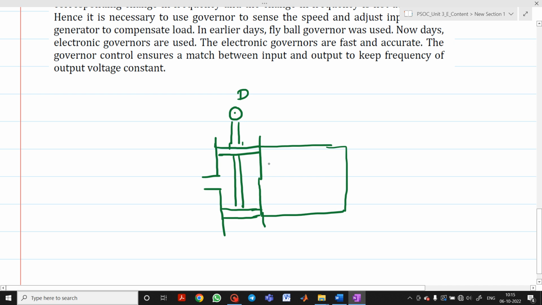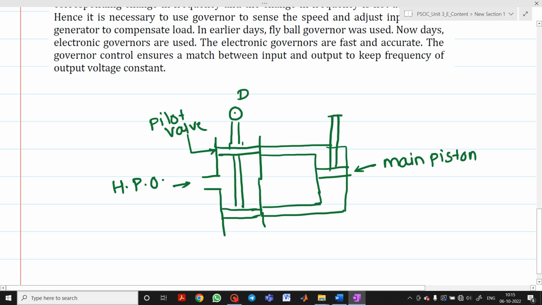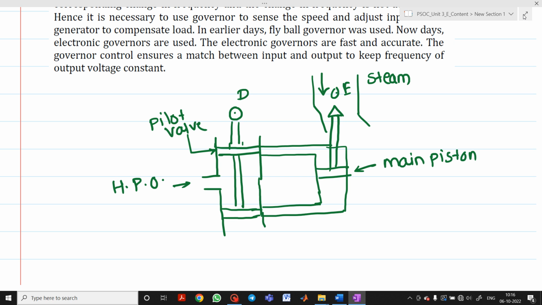And what is this? I can draw it here. It is nothing but what? This will be your main piston. So this is your main piston. This will be your high pressure oil. And this is nothing but what? This will be your pilot valve. Now this will be connected, if you see the diagram, to the point E. And here there will be a steam inlet. This is the steam inlet.